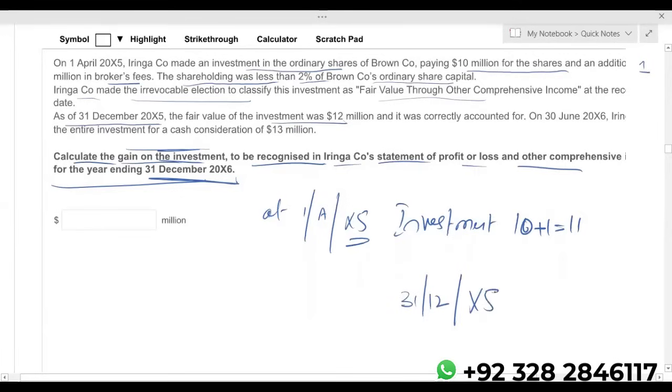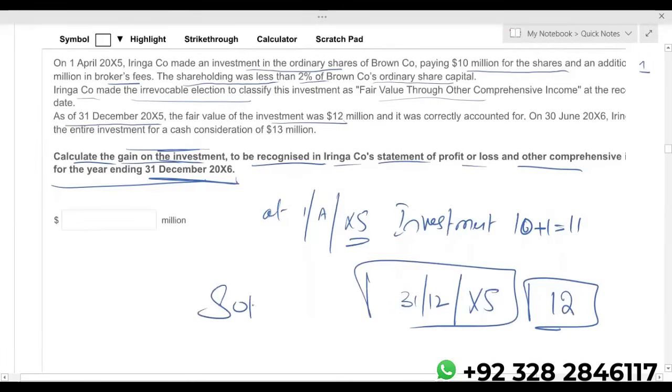December X5, the value becomes 12 million. So of course, December X5 on SOFP, investment value is 12 million. An examiner is asking us the gain in the statement of P&L and OCI, of course, that goes to OCI. But in X6, not in X5.